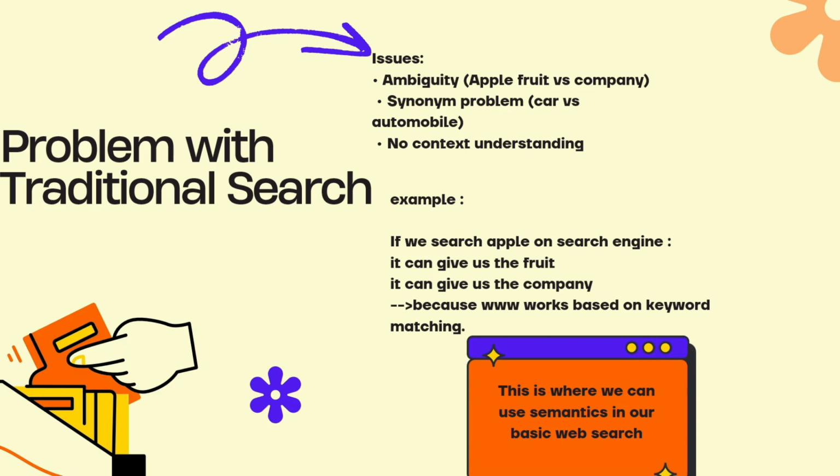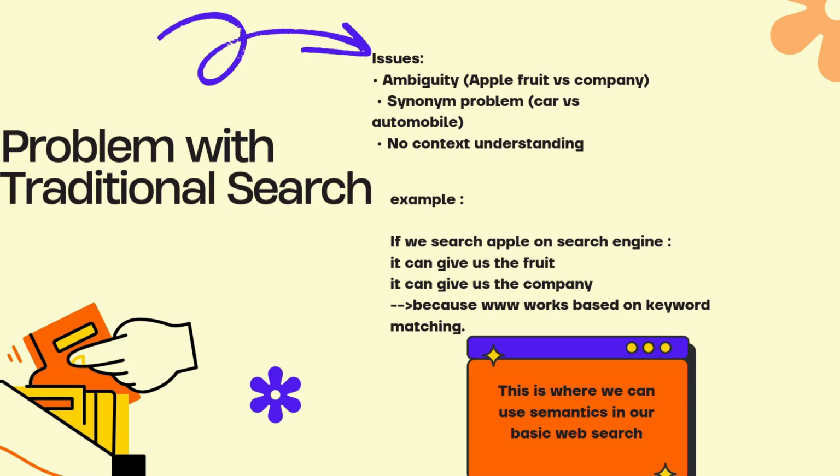Traditional search engines work mainly based on keyword matching. For example, if we search for the word apple in a search engine, it might show Apple the fruit or Apple the technology company. This happens because the system matches the keyword, but it does not understand what the user actually means. There are three major issues.